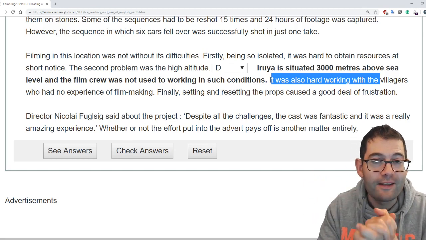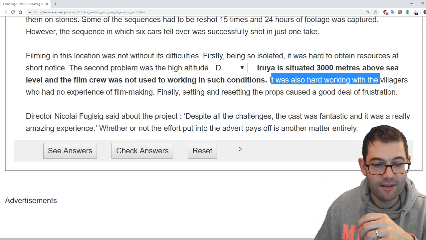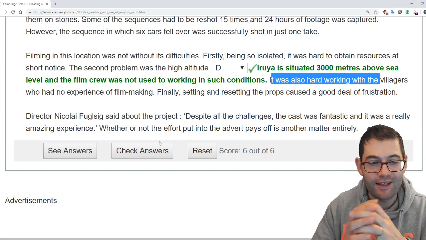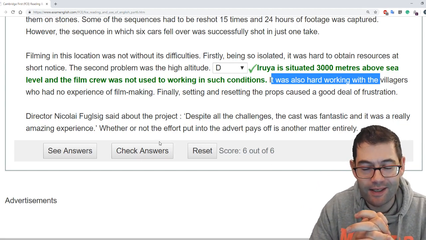And there we go. That's why the answers are the answers. And just for fun, let's hit the check answers button and we can see we've got 6 out of 6.